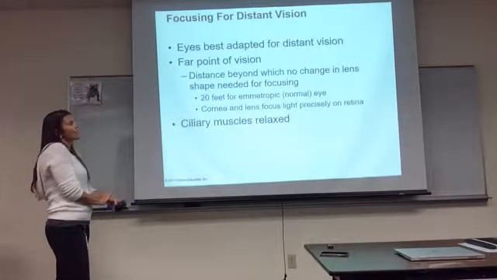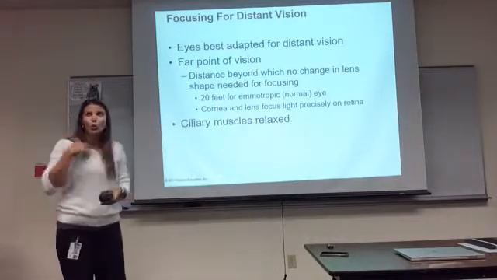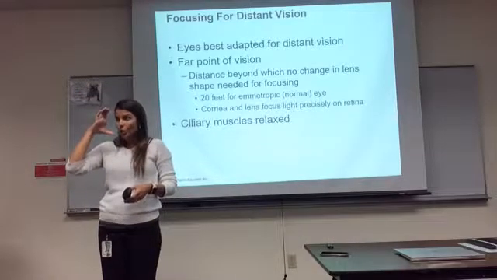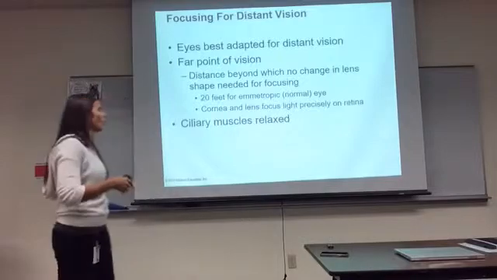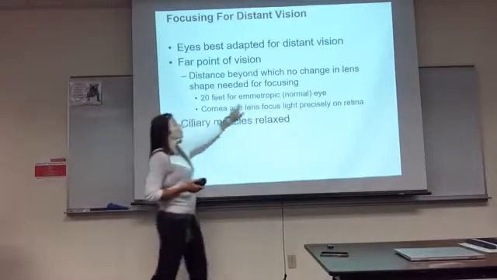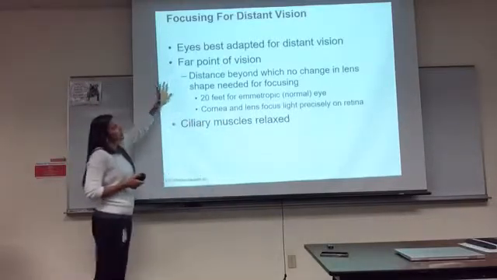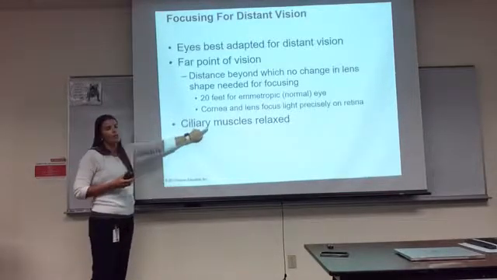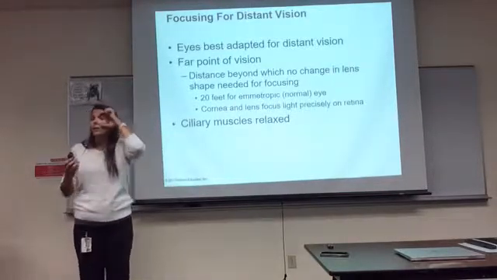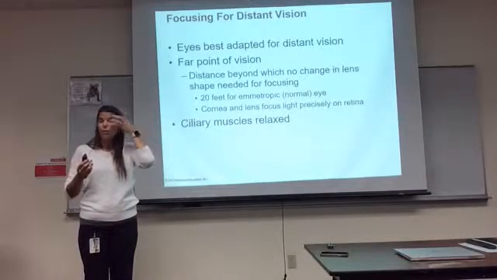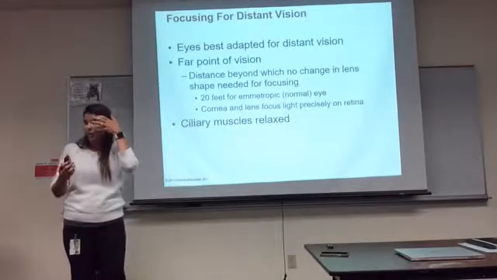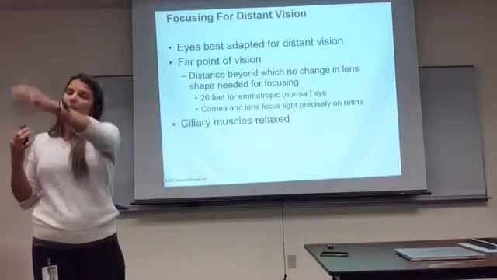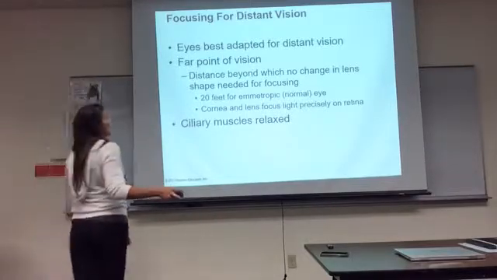Focusing for distant vision. I told you when you're looking far away, then your pupil is going to be large, okay, because it's trying to let in a whole lot of light. And here's the term emmetropic. The distance beyond where no change occurs is the far point of vision. Your ciliary muscle is relaxed. That means that it's gotten bigger so that your pupil is larger. Okay? So you'll see a larger pupil if somebody's trying to focus something far away.